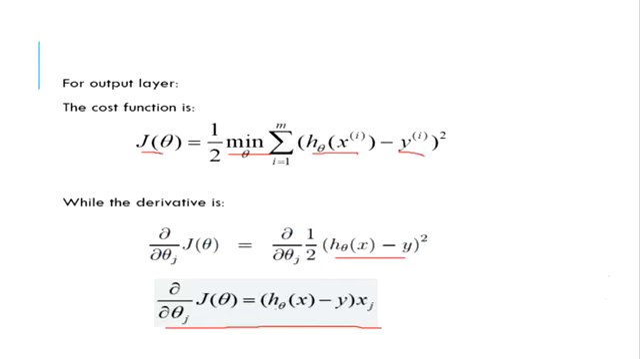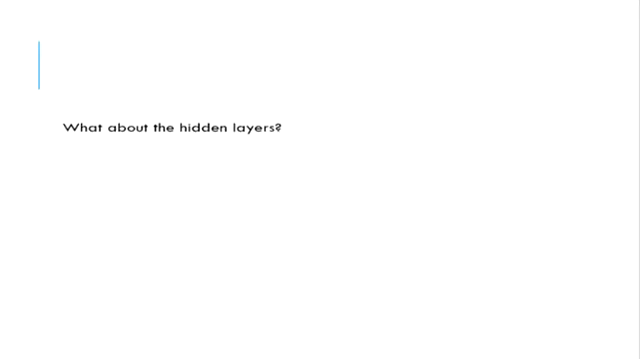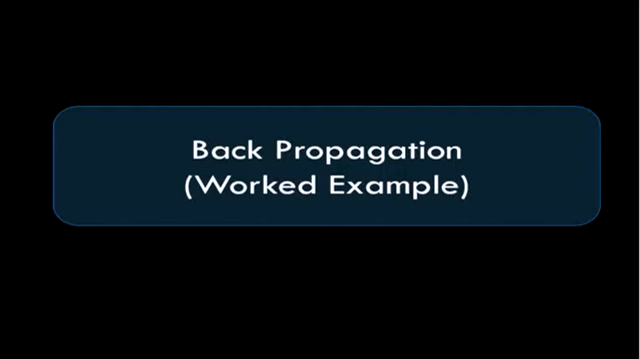This is good for all those parts where I've got only one layer and I have a clear difference between the actual and the predicted one. Question is, what happens when we have many hidden layers? Right? So let's look at a working example.